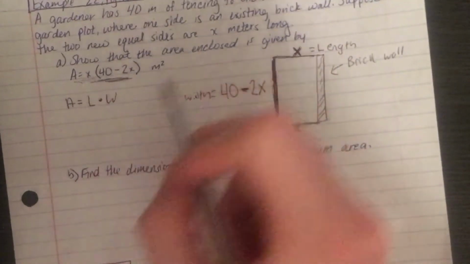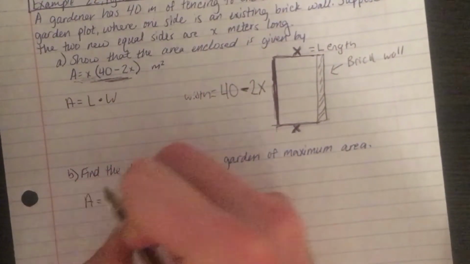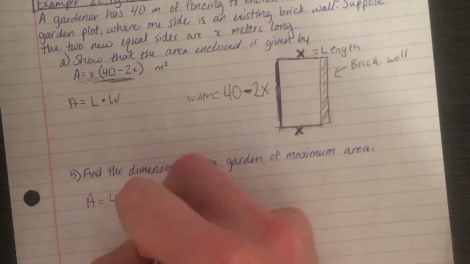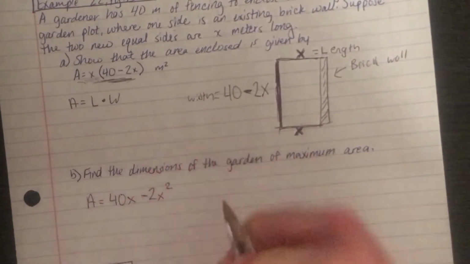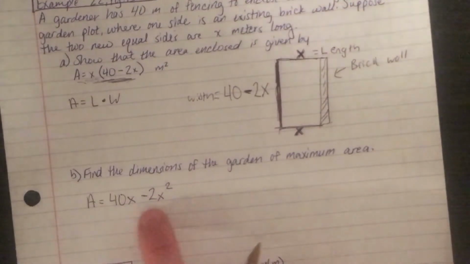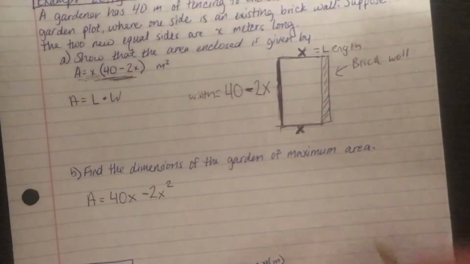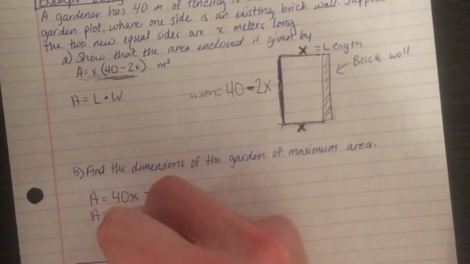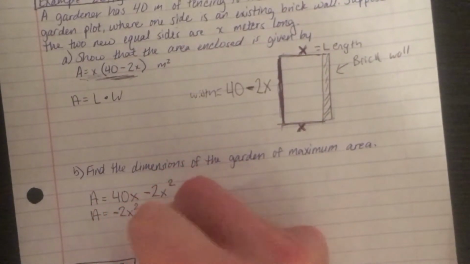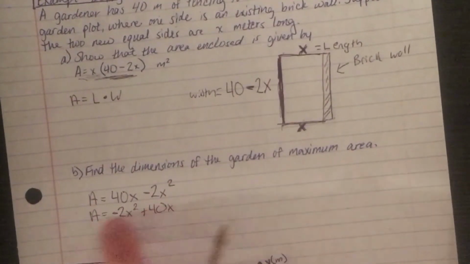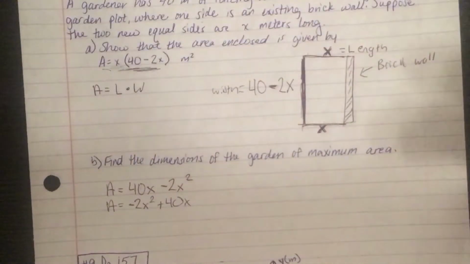So what we're going to do is we've got this function here. I'm going to go ahead and distribute this, 40x minus 2x squared, and we've got to figure out what is the maximum amount of height that we can use for that. So in other words, and I'm going to rewrite this to make it a little bit easier, negative 2x squared plus 40x. We want to figure out what is the vertex of this quadratic right here.